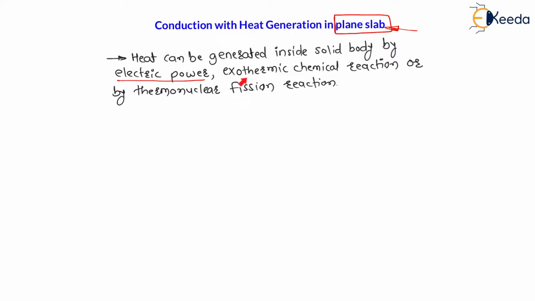Then heat is generated because of an exothermic chemical reaction. This is another way of generation of heat in the solid body. Or heat may be generated because of a thermonuclear fusion reaction. So in any solid body there are three ways of generation of heat: electric power, exothermic chemical reaction, and thermonuclear fusion reaction. Now, my dear students, let us understand these three ways.